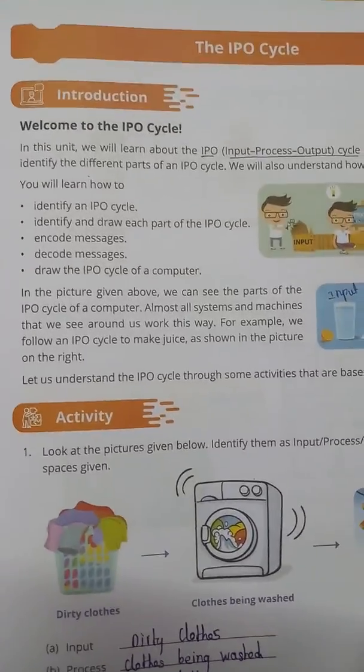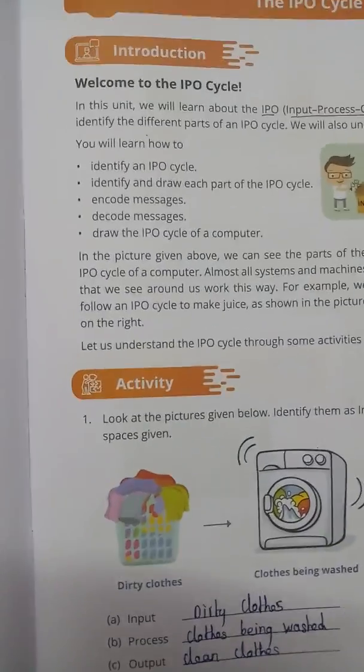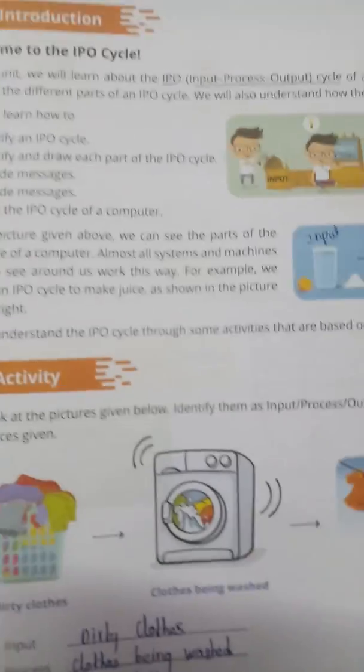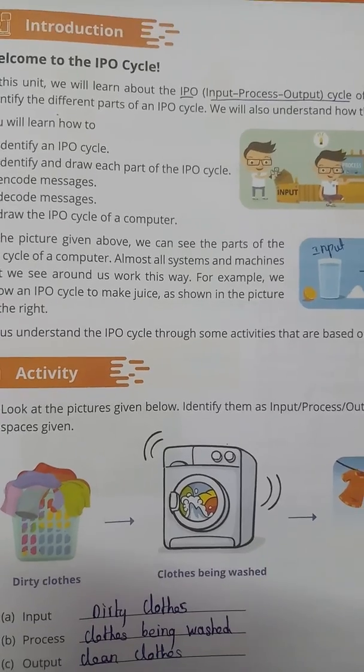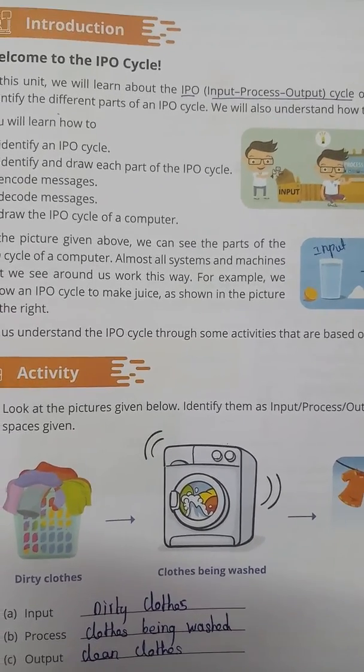So, our first unit is IPO cycle. IPO stands for input, process, output. Input, process, output. What are the input devices? Keyboard and mouse. The process will happen in the CPU and the output will display in the monitor.